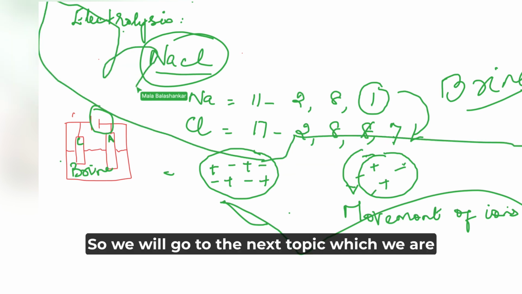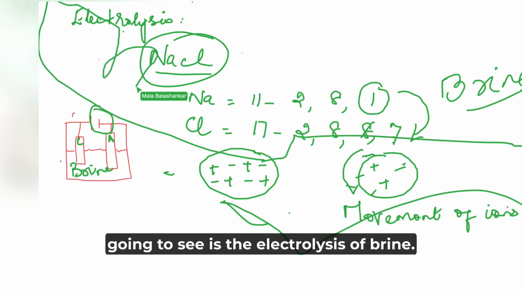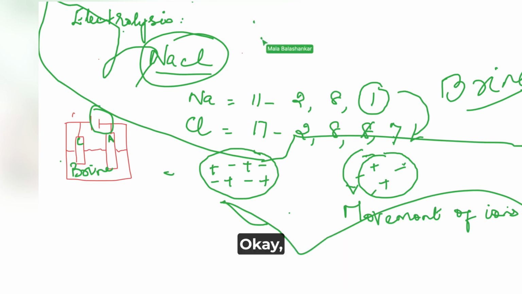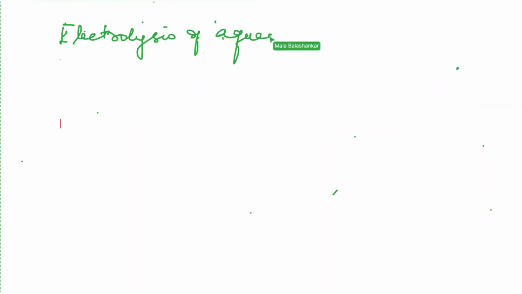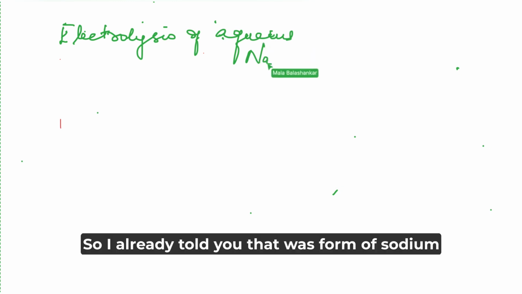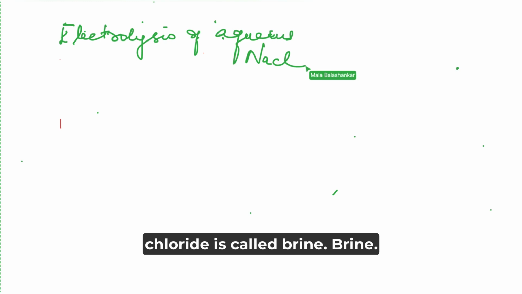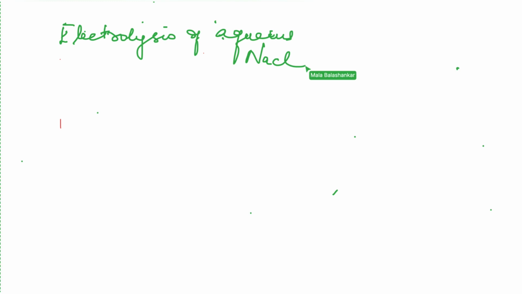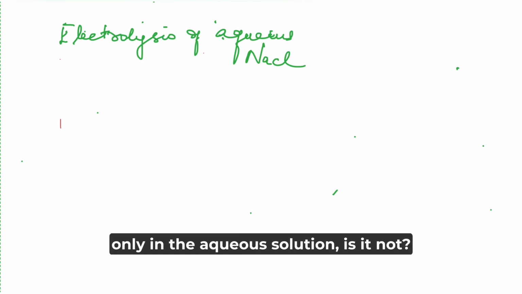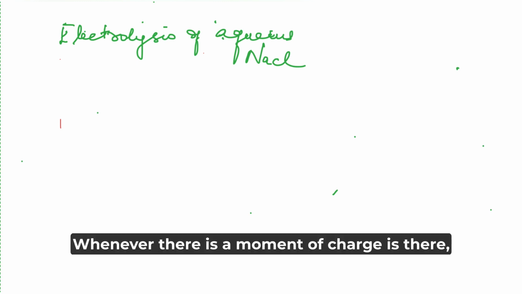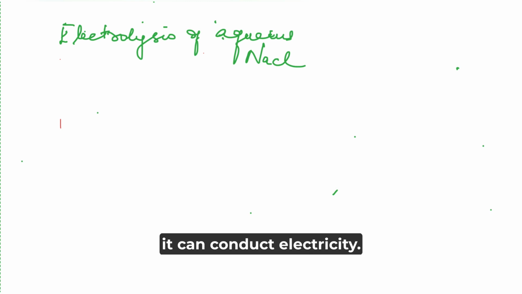So we will go to the next topic, which is the electrolysis of brine. I already told you what brine is: the aqueous form of sodium chloride is called brine. And I also told you why electrolysis can happen only in an aqueous solution, because movement of ions is there. Whenever there is a movement of charge, it can conduct electricity.